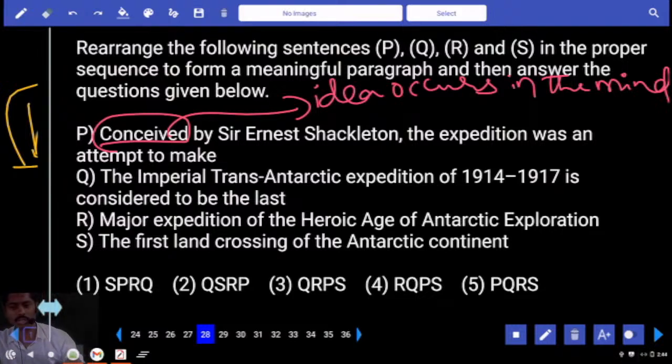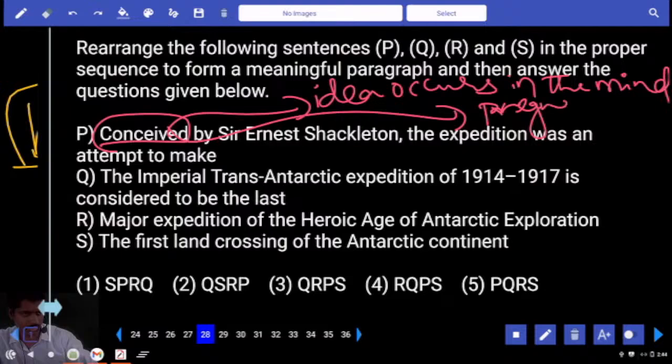There is one more meaning of conceiving. Conceiving is nothing but becoming pregnant. A woman becoming pregnant is called conceive. Both meanings, two meanings are possible. So conceived by who? Conceived by what? Conceived by P cannot be first one. Can it be the first one?